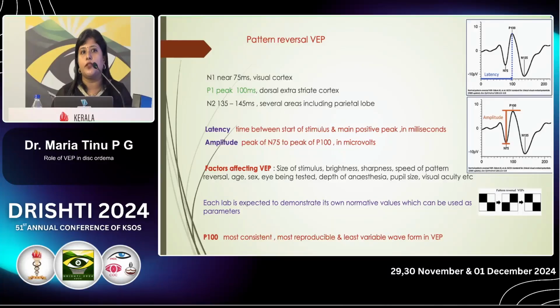The visual acuity is also important to select which type of visual stimulus or which type of VEP you should use. And the problem is each study shows different values for VEP latency and amplitude. So each lab is expected to demonstrate its own normative values which can be used as a parameter. So the P100, again, is the most consistent, most reproducible and the least variable waveform in VEP.